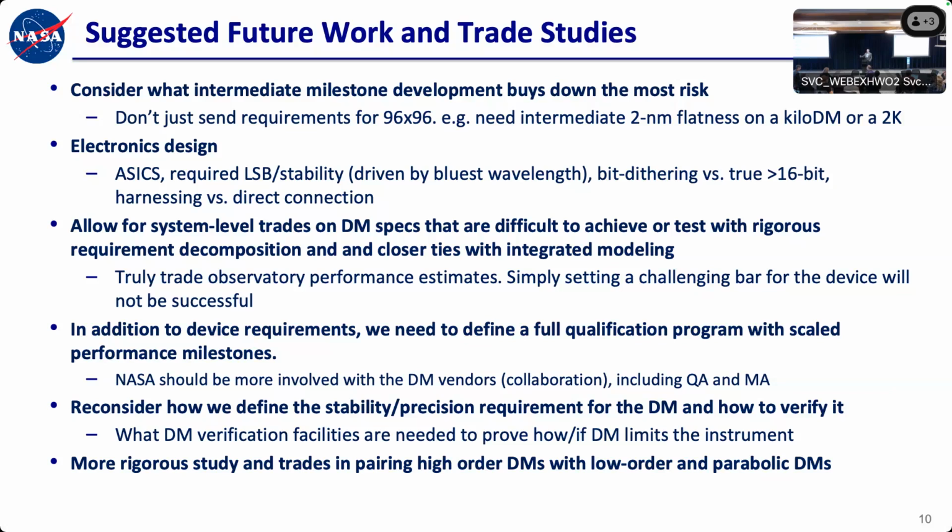And then finally, we had laser focus on getting that hard one done, 96 by 96 DMs. But what we also need to do is do more rigorous studies at the instrument level, pairing those high order DMs with low order and parabolic deformable mirror devices that have lower actuator counts, but can maybe be used for beam stabilization in faster loops that take some pain off these high order DMs. And once again, that allows us to relax some requirements on them so we can get them through the door. I think that's all. Thank you.